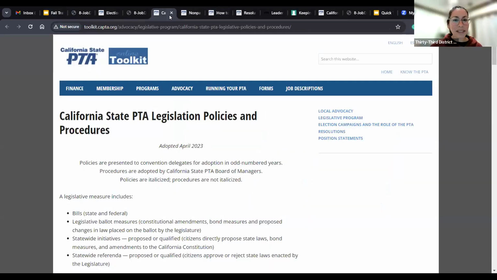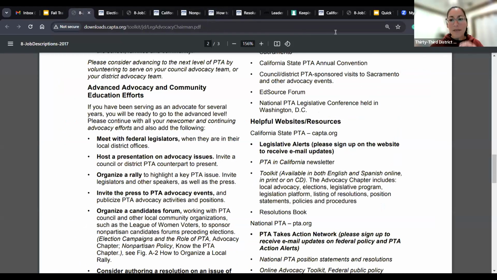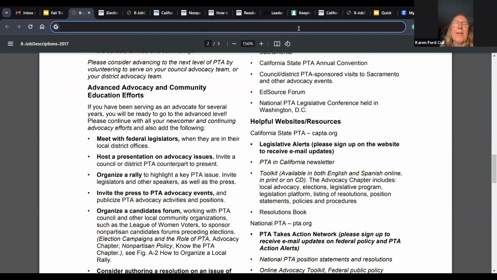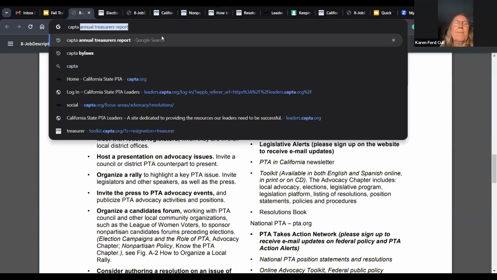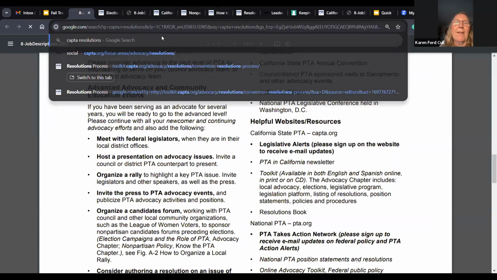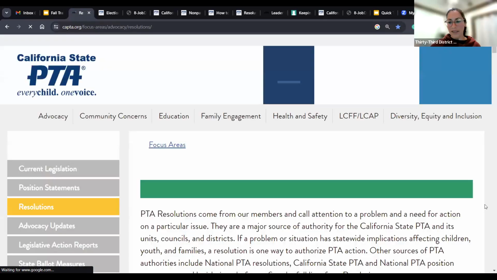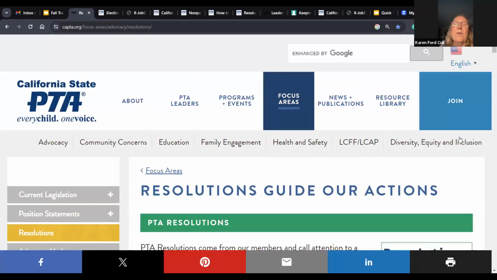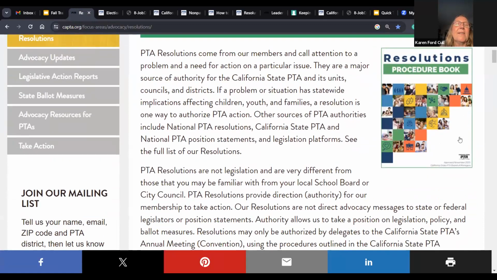All right, let's do this. So if you go to... now I have too many tabs. Hold on. You need just the CAPTA website, the main California PTA website. So if you go to focus areas and then you get the list, right?